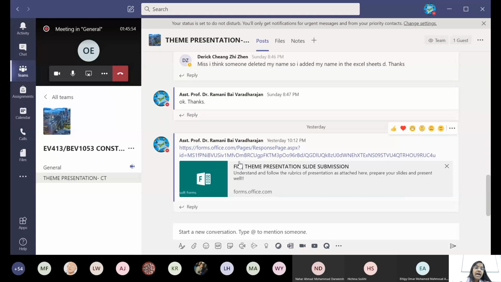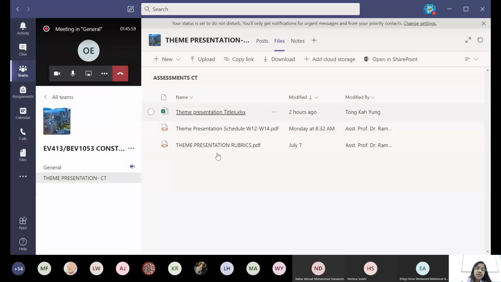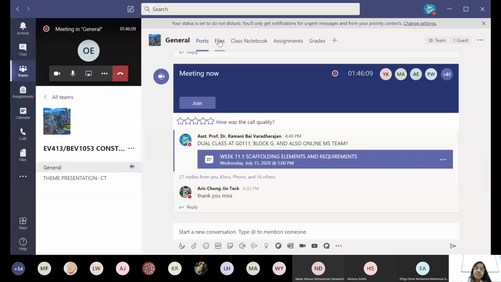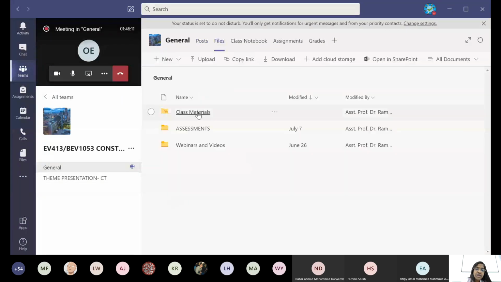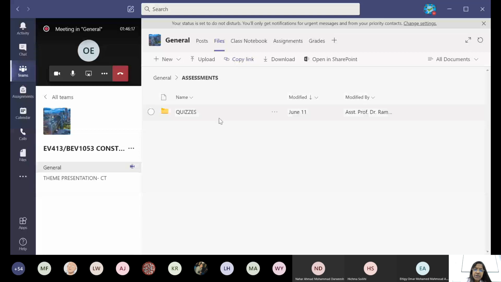Okay. And files, if you want files, all the files are stored here. Related to theme presentation, all files are stored here. Go to files on top, you can see all the files. Similarly, if you go to general, if you go to files, you will see all your class materials. Class material assessment I need to remove because I put a separate section already. It is blank. Quizzes only, because to avoid any competition between people, I didn't put many quizzes inside. Anyway, I will remove this one later on.